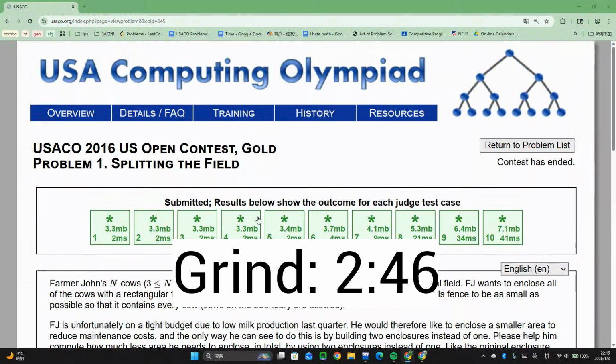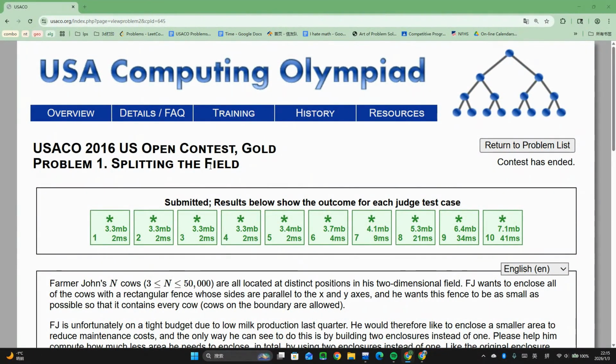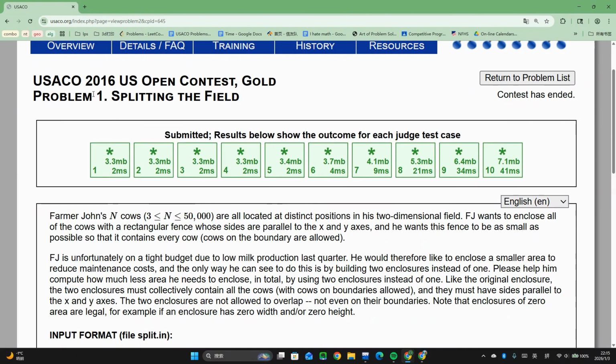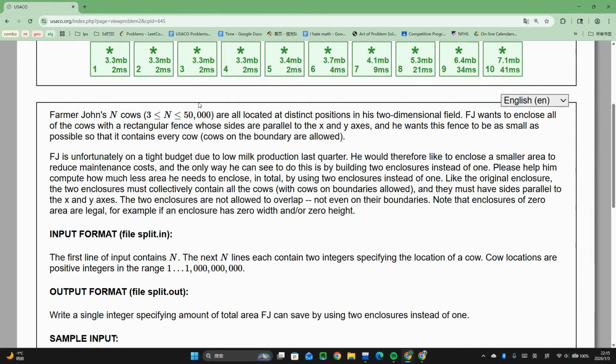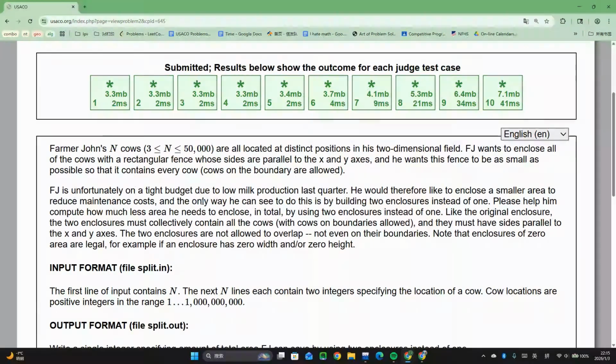Hello everyone, the problem that we'll look at today is fairly easy, but it's gold, so we'll look at it. It's Splitting the Field from 2016, but it's also a US Open, so that compensates for the fact that it's 10 years ago now. Anyways, we have N cows and there are numbers playing, obviously. It's only 5 times 10 to the fourth this time, so that's rather small.